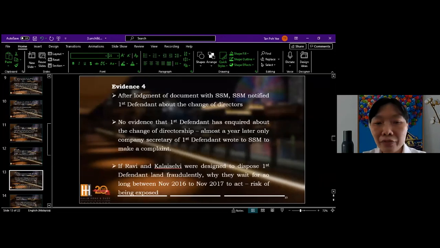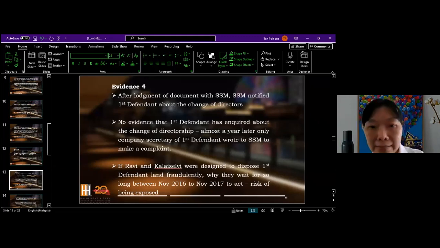And this evidence number 4, after lodgement of the document with the SSM, the SSM notified the first defendant. They noticed that there's a change of directors. So SSM notified the first defendant, the company itself. But there's no evidence that the first defendant inquired about the change of directorship. They're just silent. Nothing, no response from them.